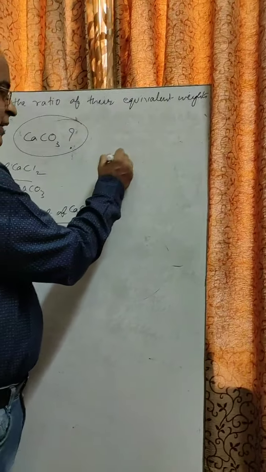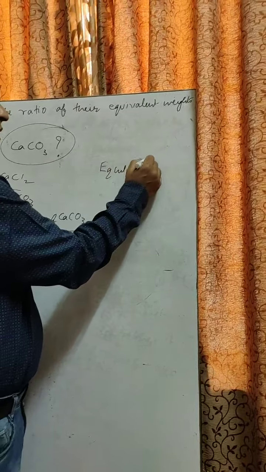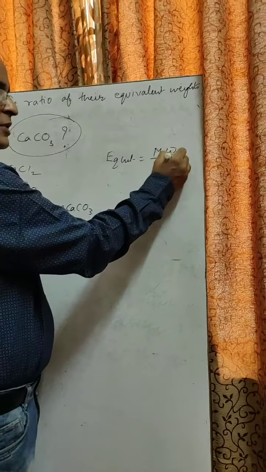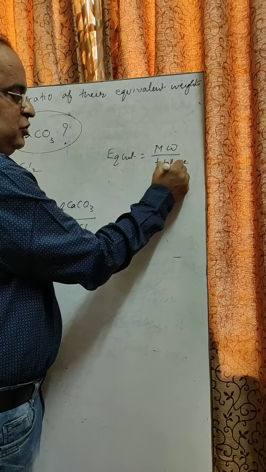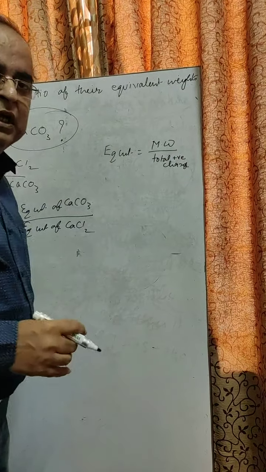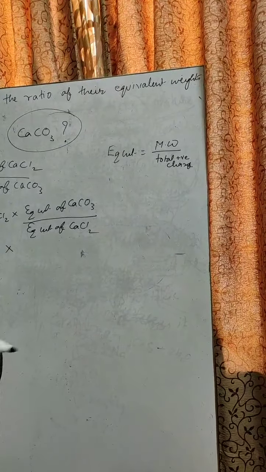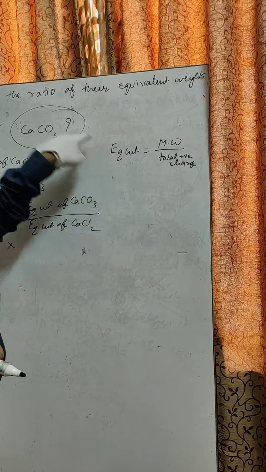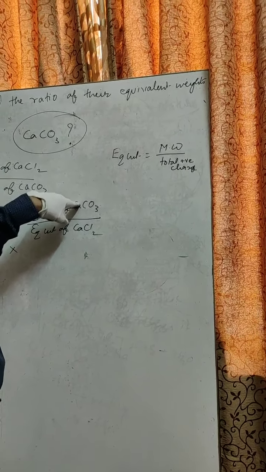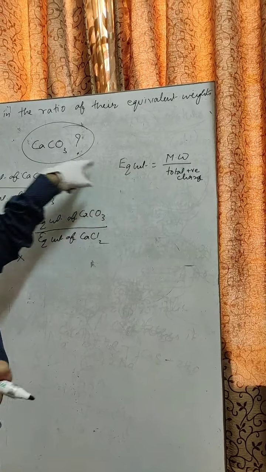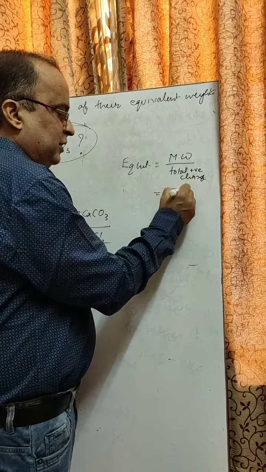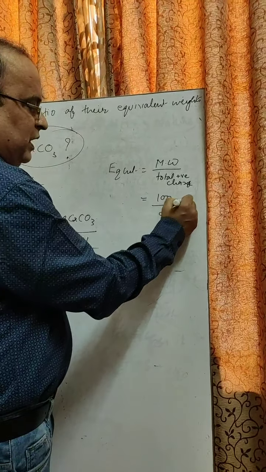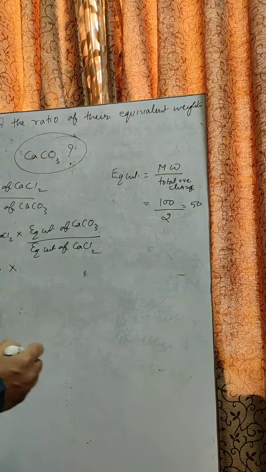Equivalent weight is equal to molecular weight of the substance divided by total positive charge. There are different formulas which are used for calculating the equivalent weight. But simply here, since these kinds of substances are encountered in water, you can simply calculate. For example, in case of calcium carbonate, the molecular weight is 100 and the total positive charge is 2, so it will be 50.